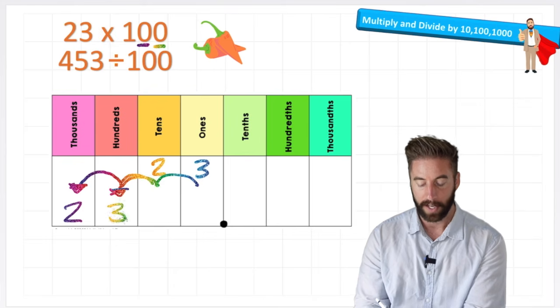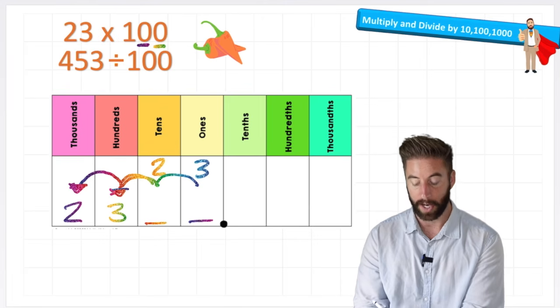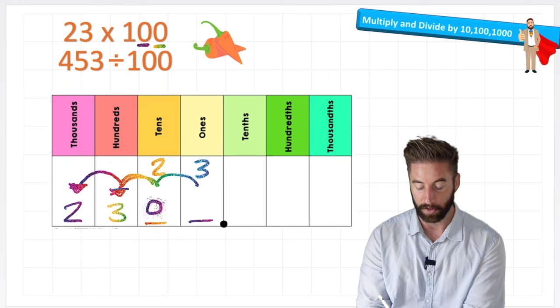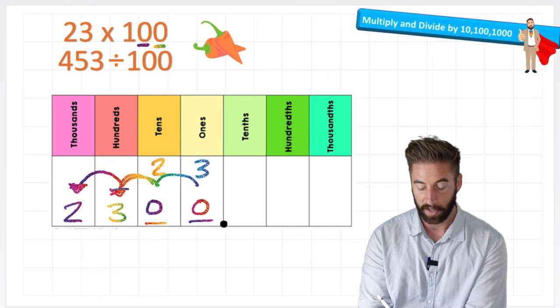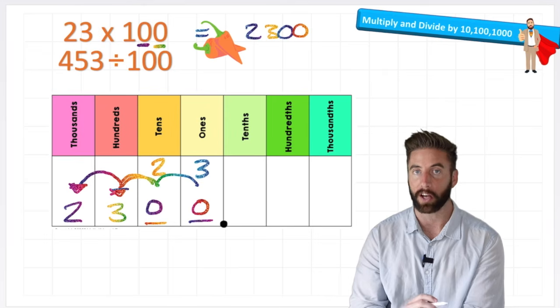column. Now remember, we've got some blank spaces here before my decimal, so now I need to fill them with placeholders or zeros. That shows me that the answer to 23 times 100 equals 2,300, because 2,300 is 100 times larger than 23.